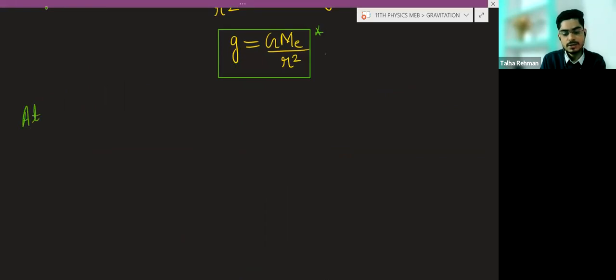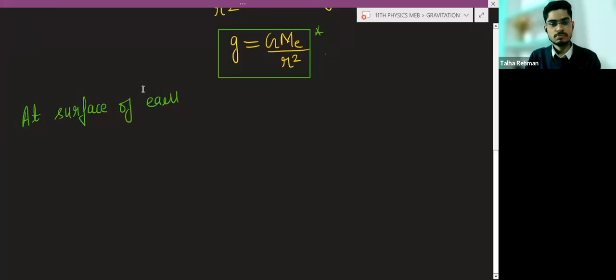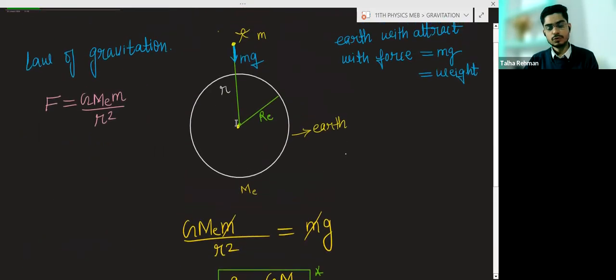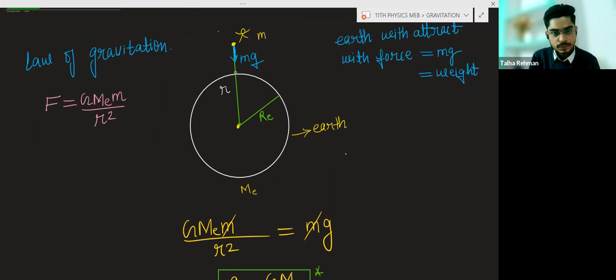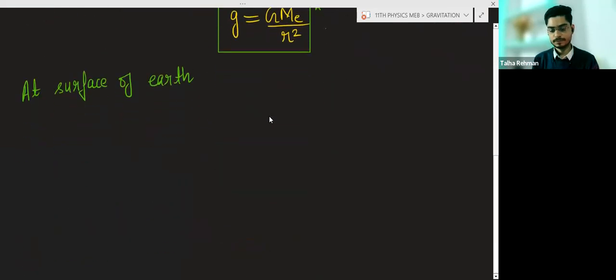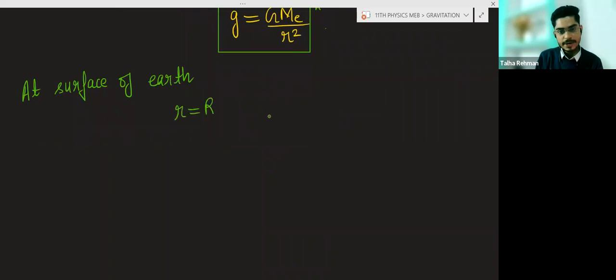Now, at the surface of the earth, this point will be the surface of the earth. So what is the value of r at the surface of the earth? Here, r will become Re, the radius of the earth.